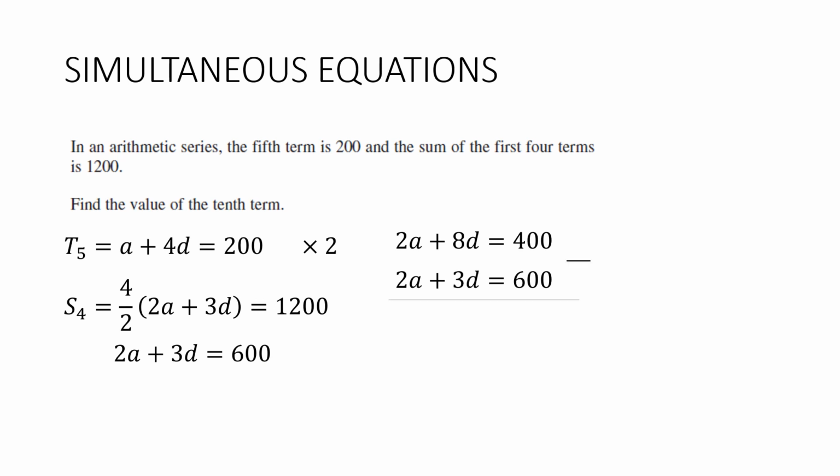Let's subtract. 2a take away 2a is 0. 8d take away 3d is 5d. And 400 take away 600 is negative 200. Divide both sides by 5. d is equal to negative 40.